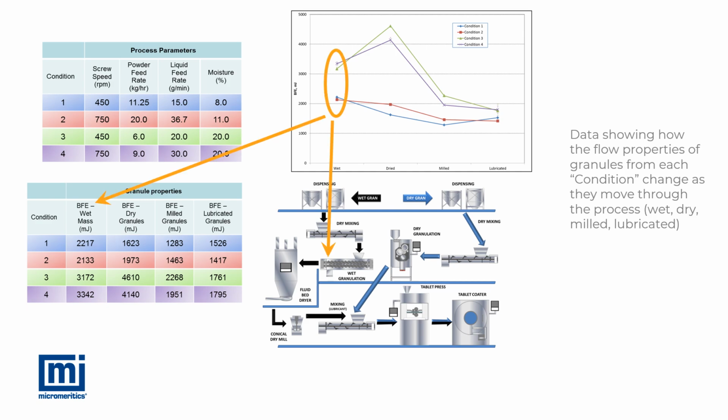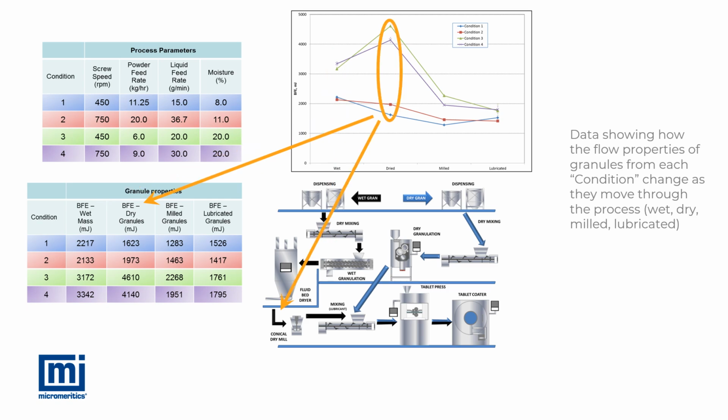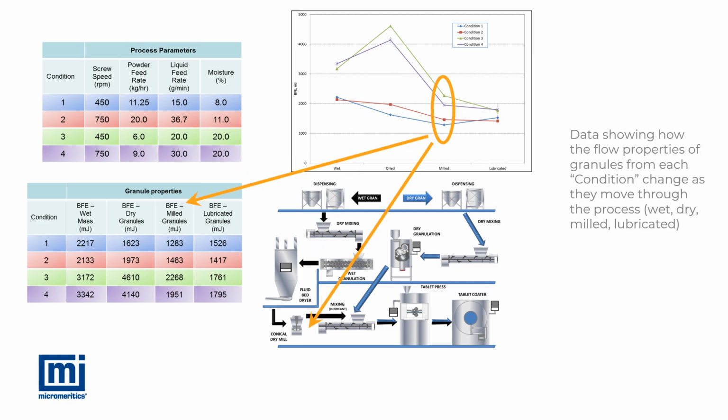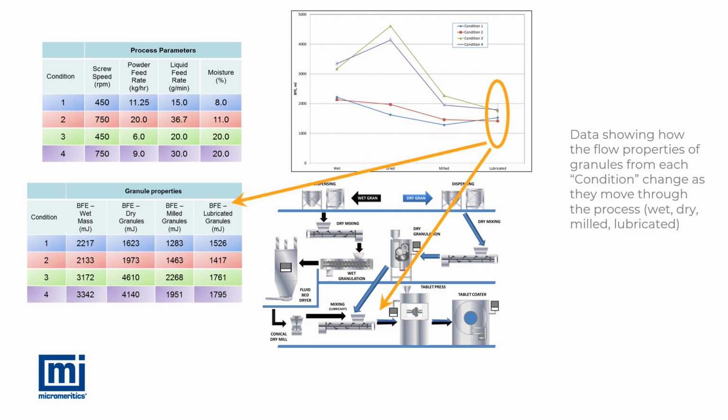Directly after wet granulation, we see that condition 1 and 2 produce very similar BFEs, as do conditions 3 and 4, although the 2 pairs are widely separated. After the drying stage, though, each of the 4 conditions produces significantly different BFE values. This means that if we are targeting a specific BFE, this would be an advantageous sampling point. If we sample after the milling stage, we can see that the measured BFEs are a little closer together, and after the lubrication stage, they are almost indistinguishable.